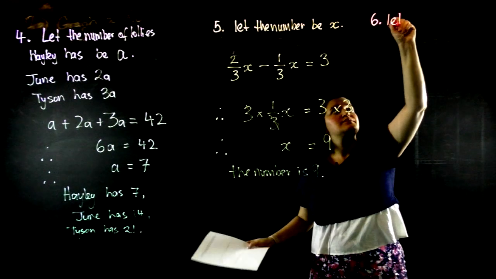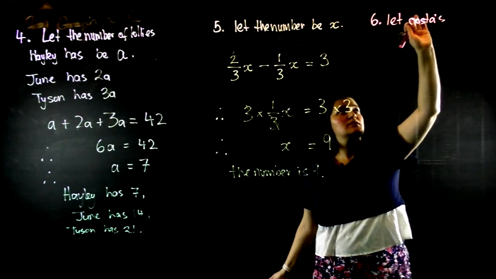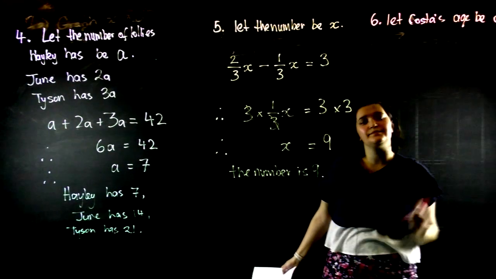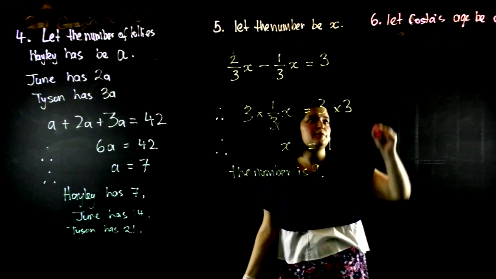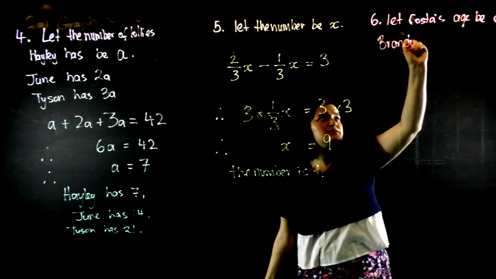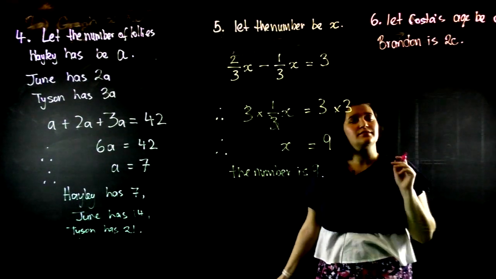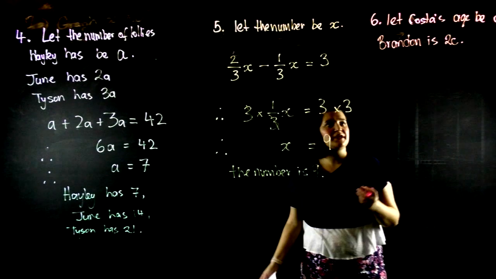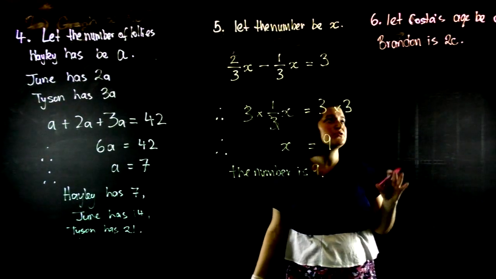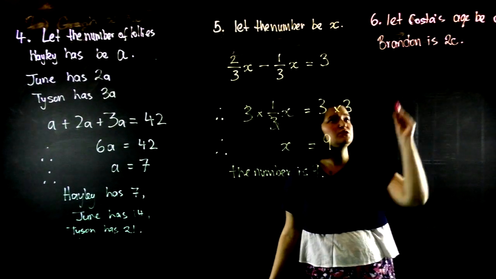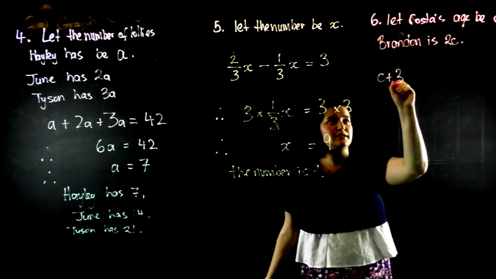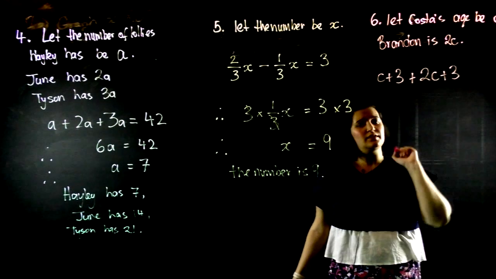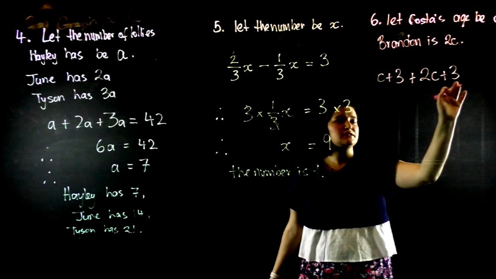So let Costa's age be, let's call him C. All right, now Brandon, from the question, is 2C, twice as old at this current time. Then the question says 3 years from now, the sum of their ages will be 42. So we need to write an equation to express that. So in 3 years, Costa will be C plus 3 years old, and Brandon will be 2C plus 3 years old. So this is how old they are now. In 3 years' time, we've added 3 to both.